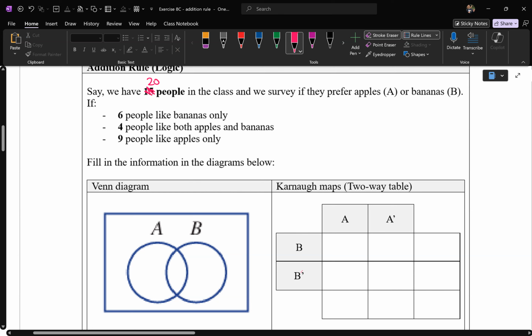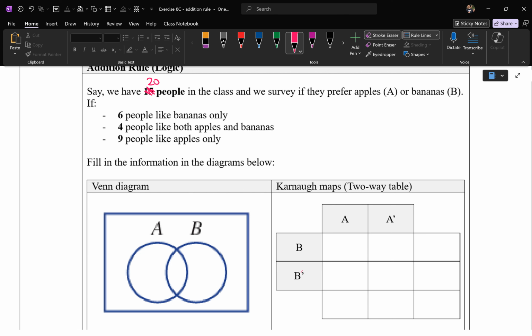Now, in this one, to do the addition rule, I can give you the rule for it, but it's also easiest to do with a diagram. So you need to at least have known how to do a Venn diagram and a two-way table. All right, in this scenario, we've got 20 people in the class that we're going to survey.